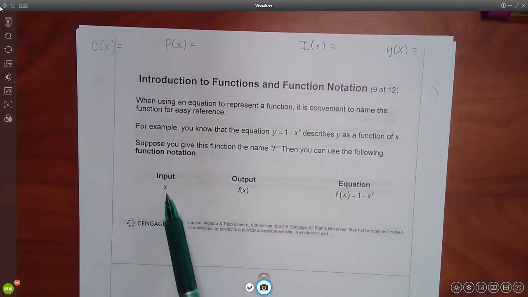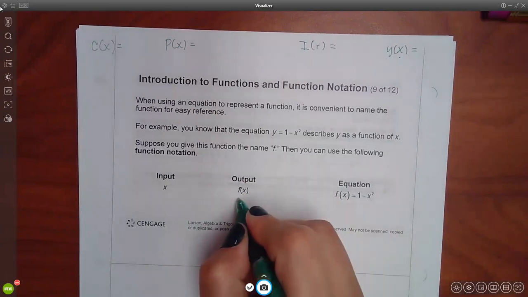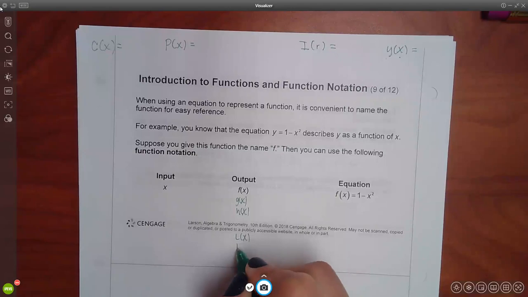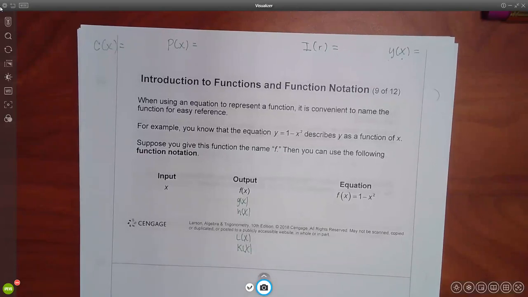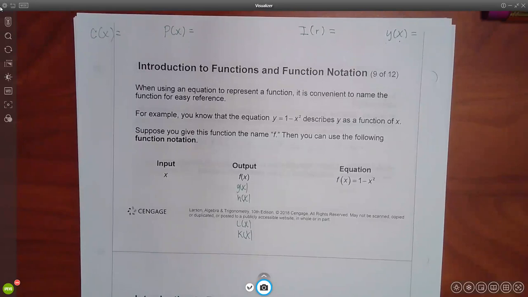So here we go, here's your input. Your output is going to look like this. This is just what they named them. I call that one Frank. You've got Gary, you've got Harry, you've got Larry, you've got Ken, you've got everything, right? So it doesn't matter what letter you choose to put in there. It doesn't, okay? Don't get thrown off.